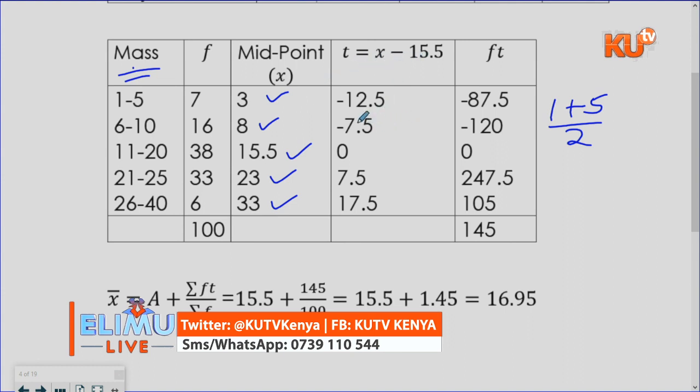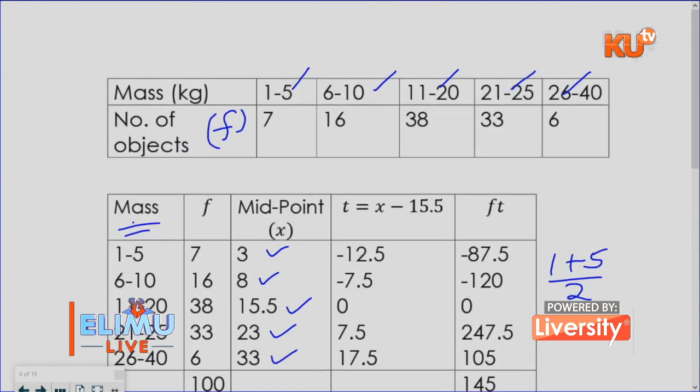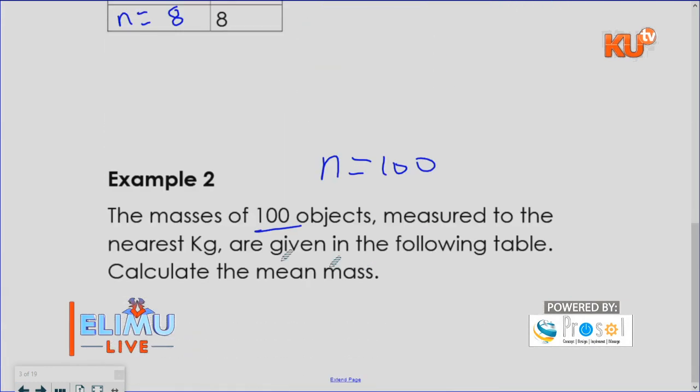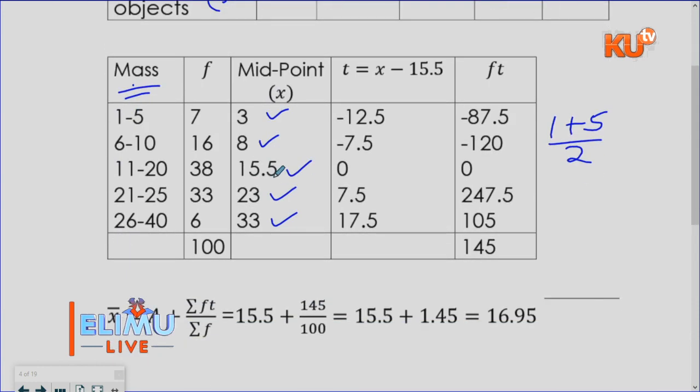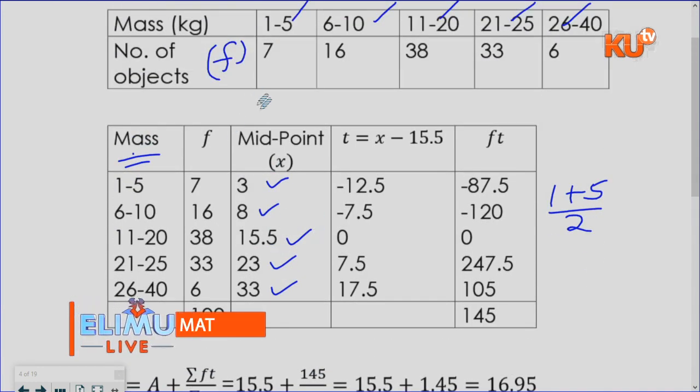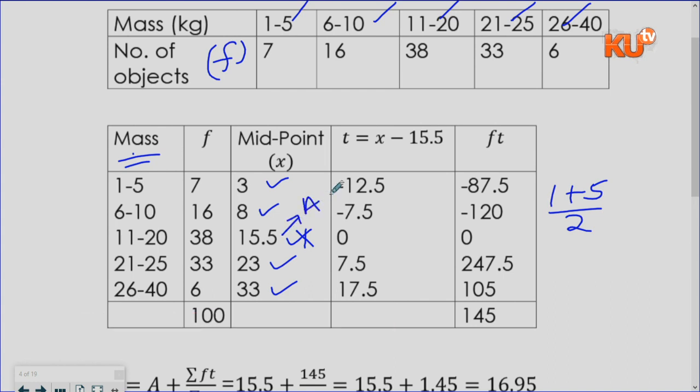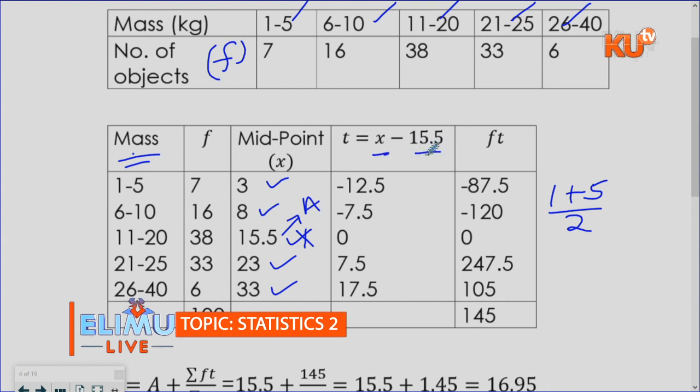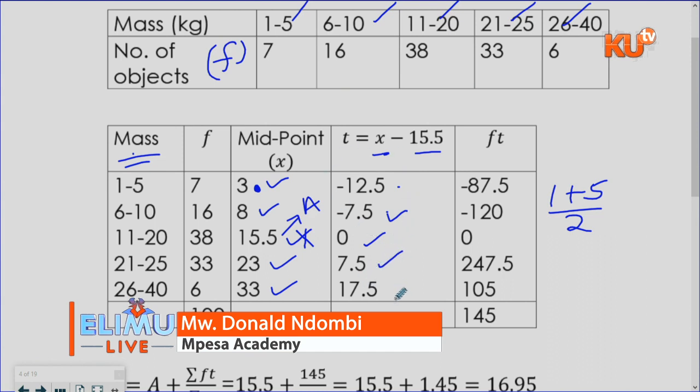Now, where did 15.5 come from? The question says, calculate the mean mass. Now, we want to use a suitable assumed mean. So after getting my table in this order, I look at the values 3, 8, 15.5, 23, then 33. Appropriately, 15.5 seems to be at the center of all these values. So I take this as my assumed mean. So this is my A. Then remember, our T is X minus A. So X is this value here. In this case, our X is 3. So you take 3 minus that, you get negative 12.5. The other one, 8 minus 15.5, you get this. 15.5 minus 15.5, you get 0. Then 23 minus 15.5, you get 7.5. Then 33 minus 15.5, you get 17.5.